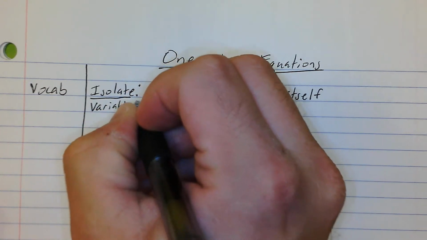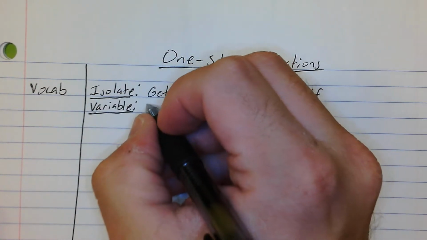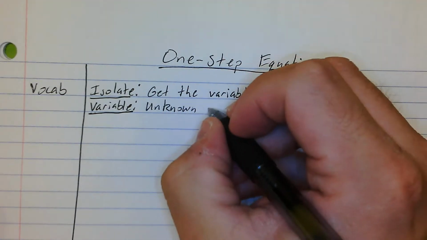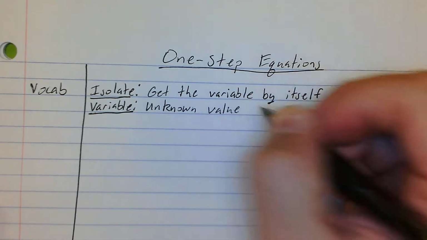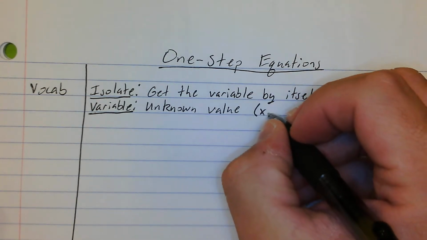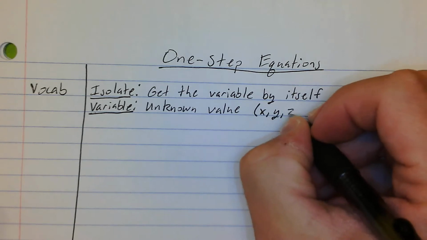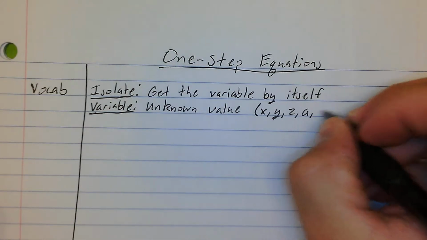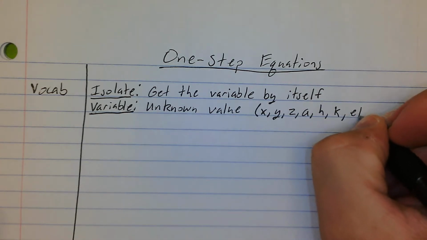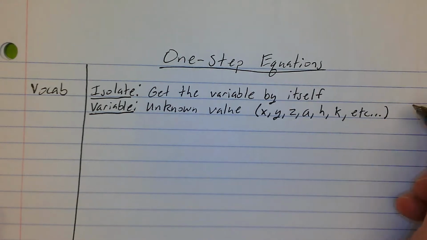Okay, so what is a variable? Well, a variable is an unknown value. It's a number we do not know. Some common variables we're going to see: x, y, z, a, h, k, etc. Right? Pretty much any letter of the alphabet can be used as a variable.